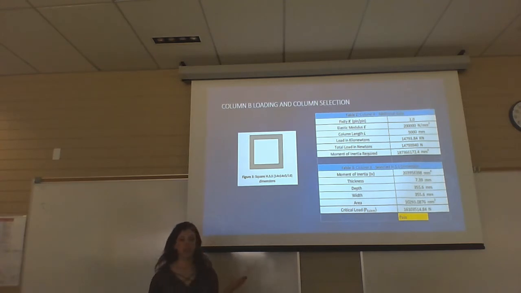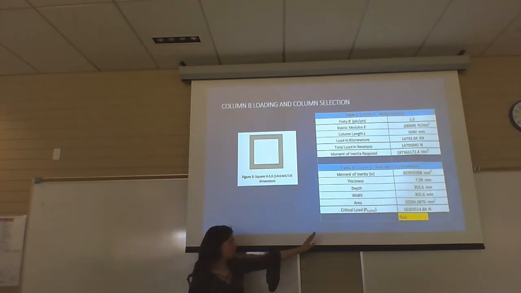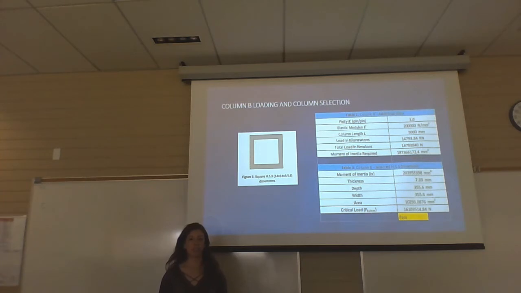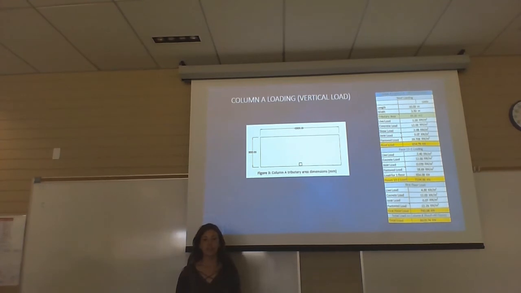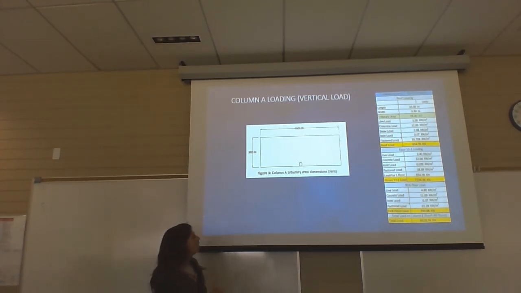So this alone tells you that it will hold, but we also solved for the critical load of this chosen hollow steel column, and it was much higher than the load of the actual floors, so it was sufficient to be used for column B. Column A has vertical and horizontal loading. So first we did the vertical loading, and same as for column B, you find the load of all the floors and get a total load, and that is based on the tributary areas.